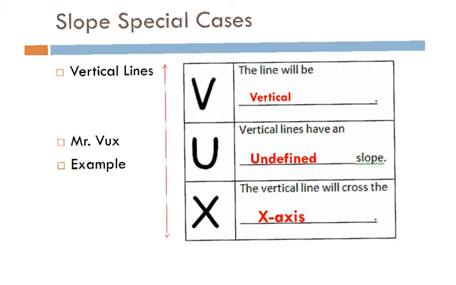So if you think about it, if you're skiing, a horizontal line is 0 fun, so it has a 0 slope, and a vertical line, if you ski that, you're going to die. You're going to become undefined. So that's another way you can remember their slopes. And for vertical lines, we also use the acronym VUX. Vertical lines have undefined slope and cross the x-axis.